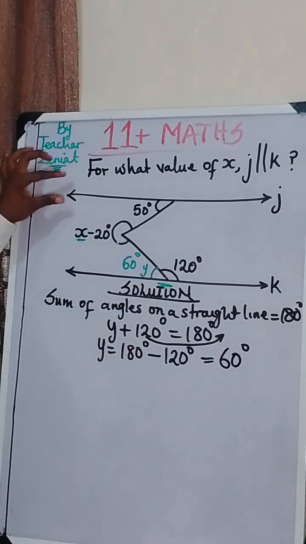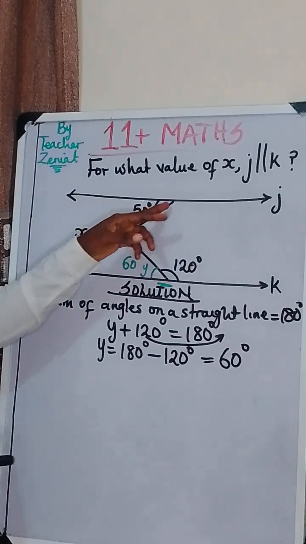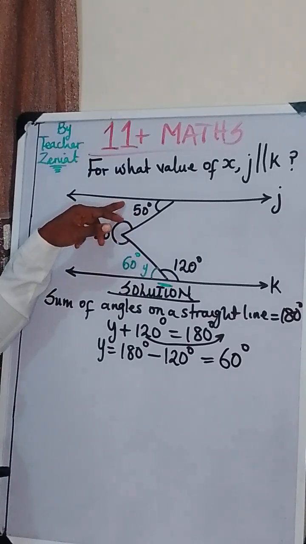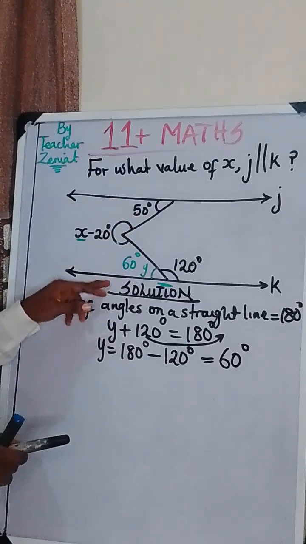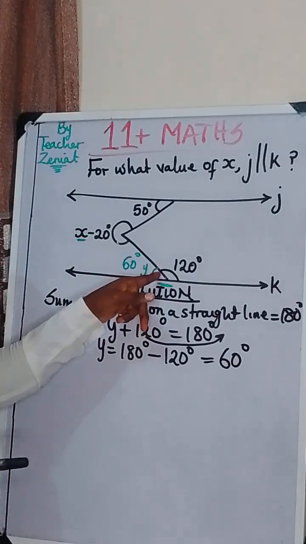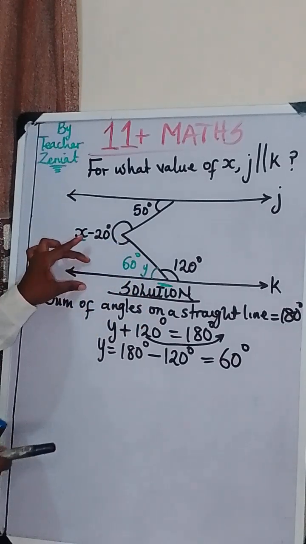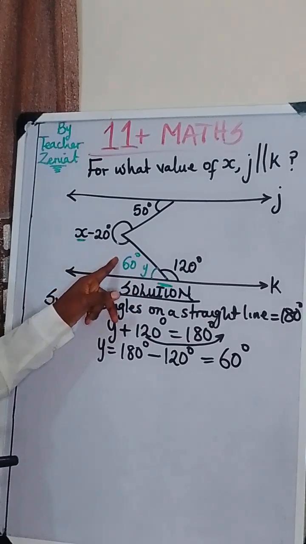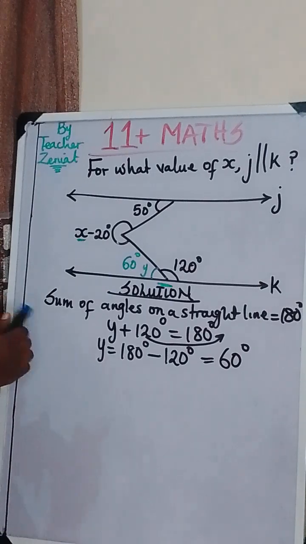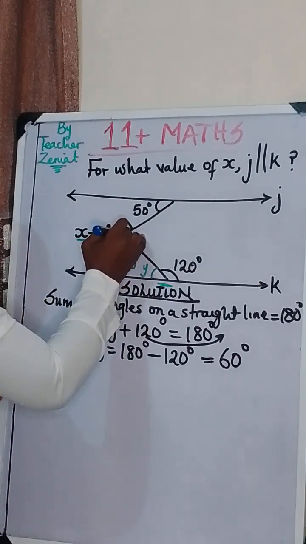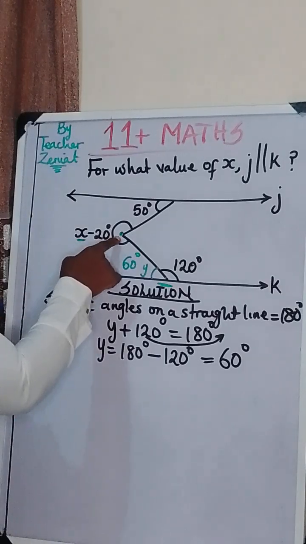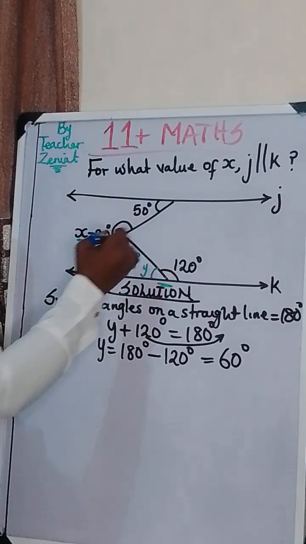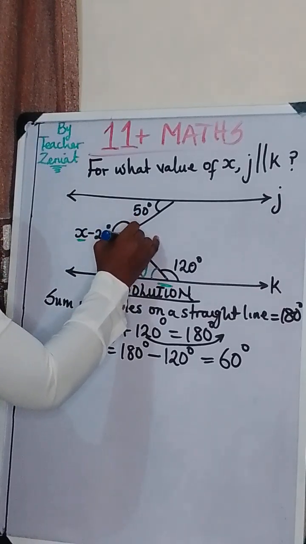Now look at this top horizontal line. This slopy line coming from this top horizontal line makes an angle of 50 degrees. Now look at this bottom horizontal line. This slopy line coming from this bottom horizontal line also made an angle, the one we just found out, to be 60 degrees. Now these two slopy lines meet at this point here, and they form a reflex angle, and this reflex angle we don't know the value.